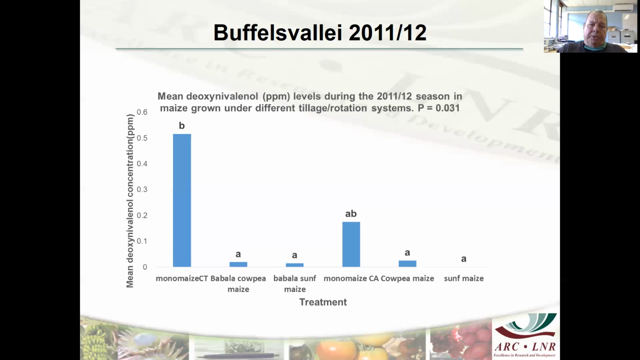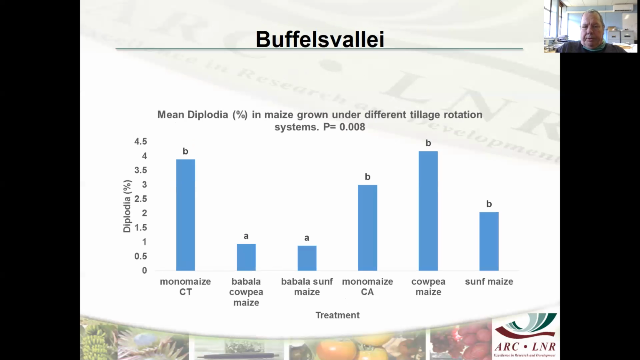At Buffelsvallei in 2011-12, the mean deoxynivalenol levels during the 2011-12 season was significantly higher in the monoculture maize conservation tillage. Just conventional tillage was higher than all the other treatments. This would stand to reason, and one would expect it under the normal tillage systems.